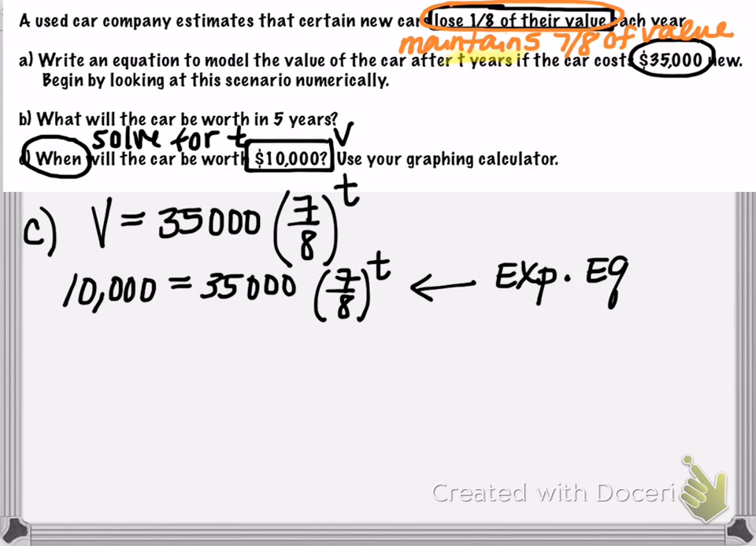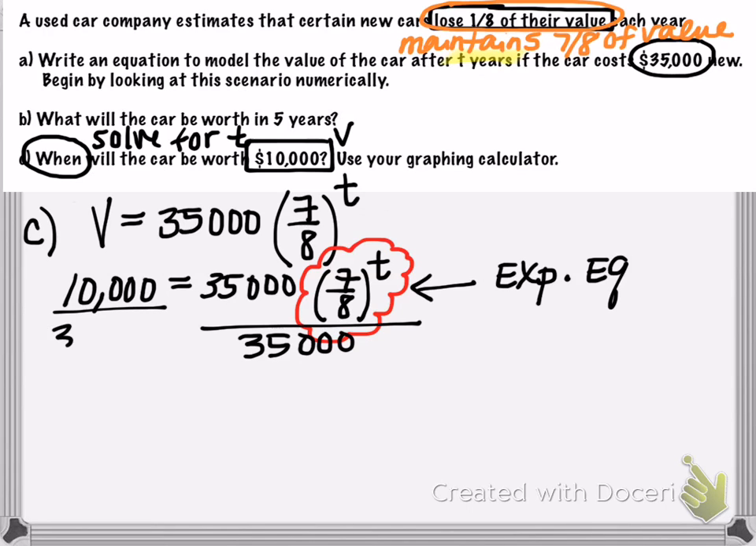So to solve your exponential equations, you want to start by isolating the exponential quantity. So the exponential quantity here is the 7/8 raised to the t power. So we'd want to begin by dividing both sides by 35,000. So we can isolate what I have circled in red. Divide by 35,000. So that will give us 10 divided by 35, which if you type that in your calculator, that is going to be a decimal, but it's not an exact decimal.